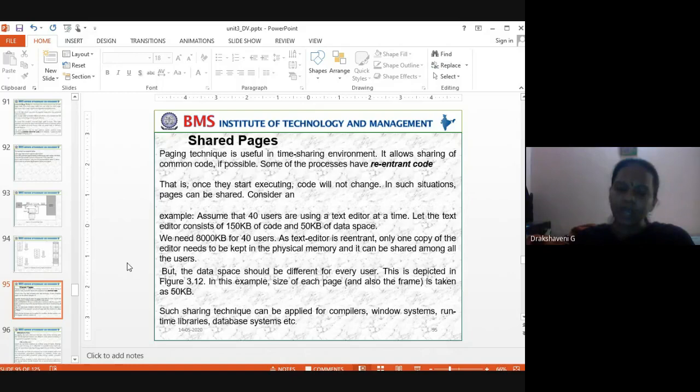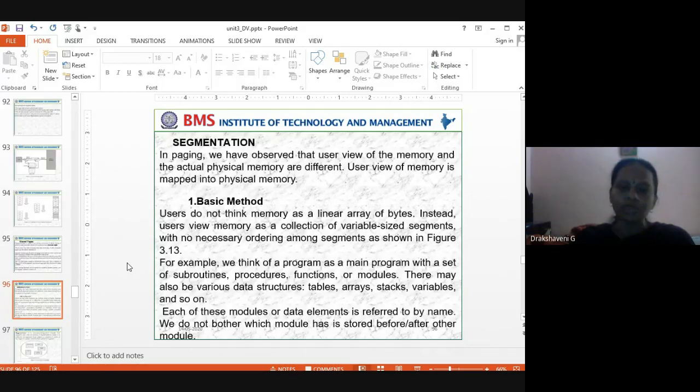So only in such type where it is possible for sharing, only then we can apply or use. So next we'll see about segmentation. So what do we mean by segmentation? Segmentation means dividing your memory into equal parts.